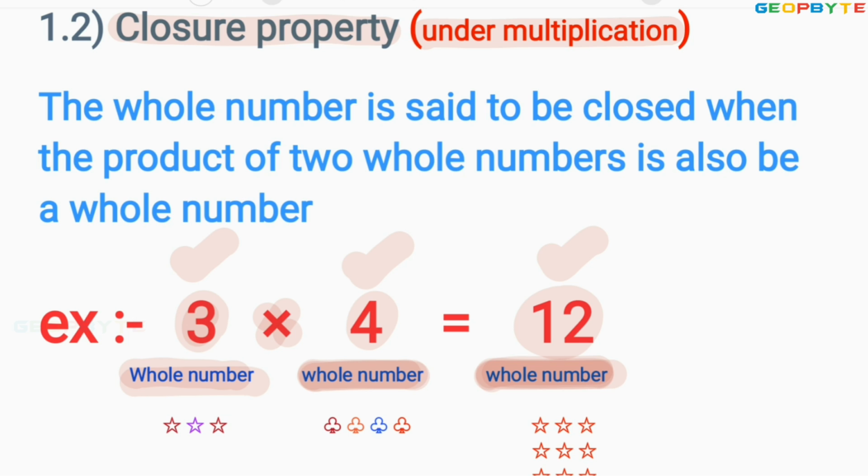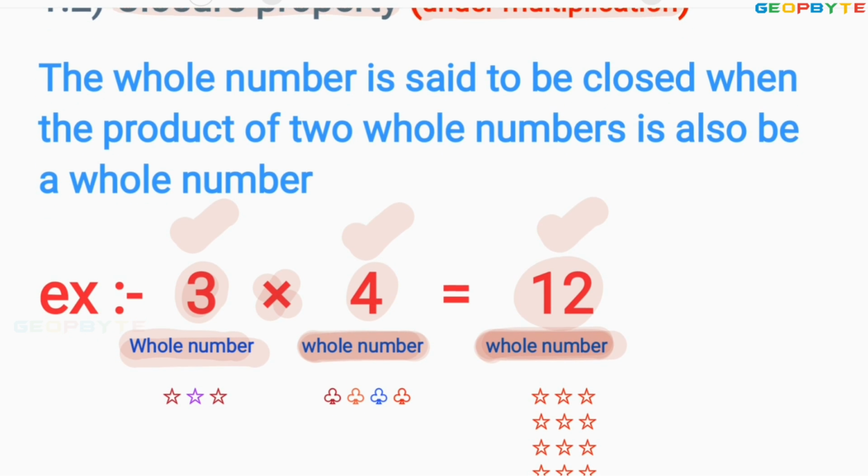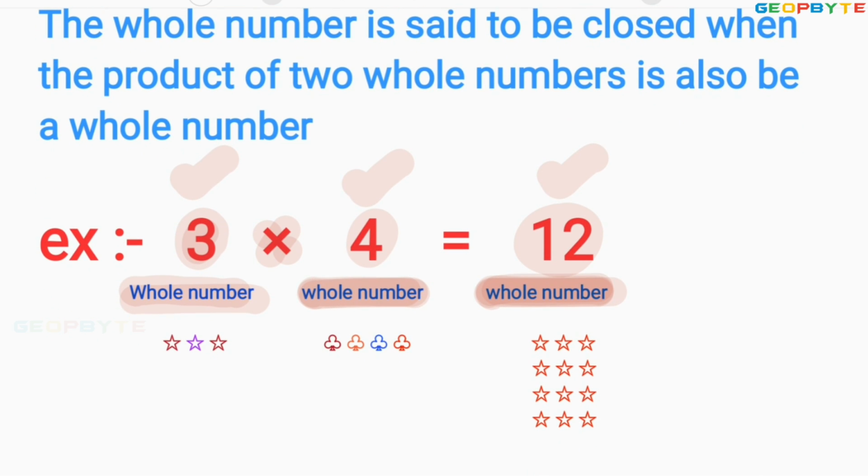For your better understanding, I have taken some stars. 3 stars multiplied 4 times. How many stars are we getting? 12 stars we are getting. This 3 is a whole number, 4 is also a whole number, 12 is also a whole number. Therefore, the whole number is said to be closed under multiplication.